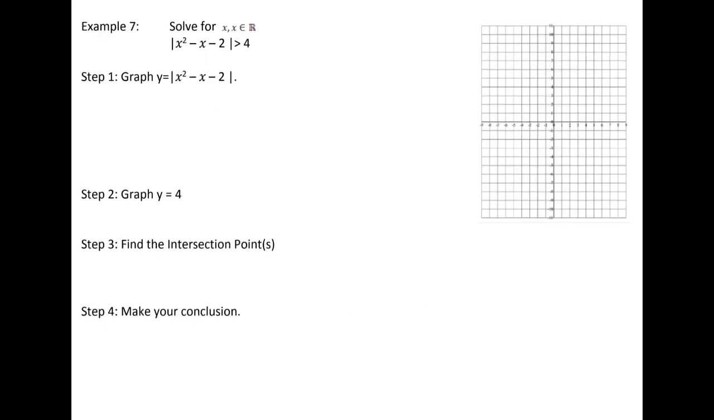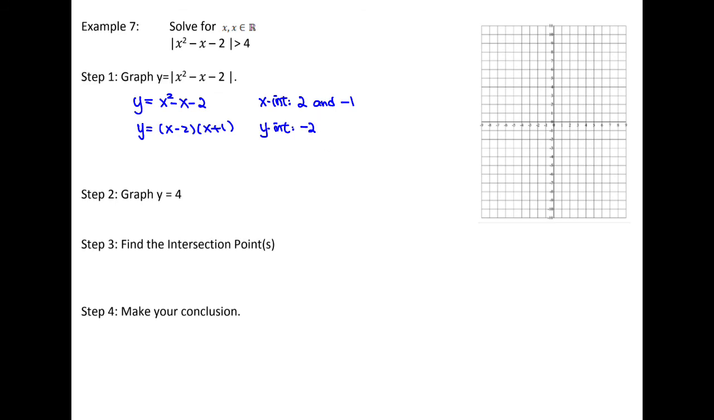Example number 7. Now we have an inequality that has an absolute function with a quadratic function. Step 1. Let's graph the absolute function. Before we can do this, we have to graph the function inside the absolute value sign, which is the quadratic. Let's factor the quadratic in order to find the x-intercepts, and the x-intercepts will be at 2 and negative 1. Then, let's find the y-intercept by letting x equal 0 and substituting into the quadratic function. We will see the y-intercept is at negative 2.